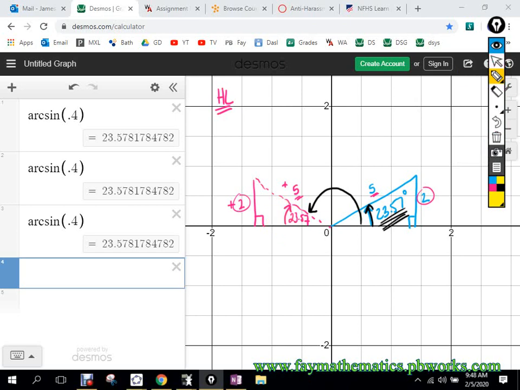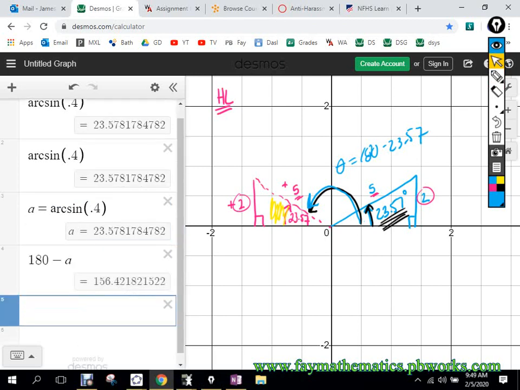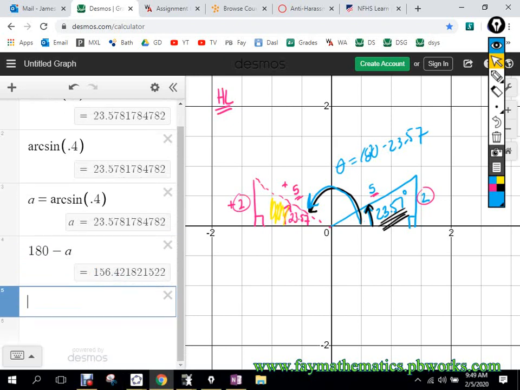How do I use this angle here of 23.57 to get this bigger angle here that we can also call theta? 180 minus 23.57. Okay? So here's how I'm going to do it, just to prove a point so I don't have any rounding issues. I'm going to call this value here A. Can I then say 180 minus A? And 156 is that second angle. Does that make sense? So here's the thing. I'm going to call that B.